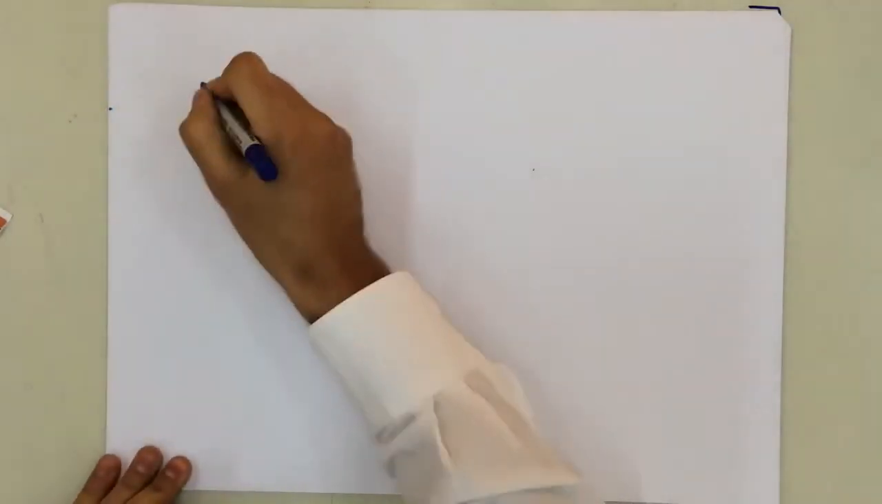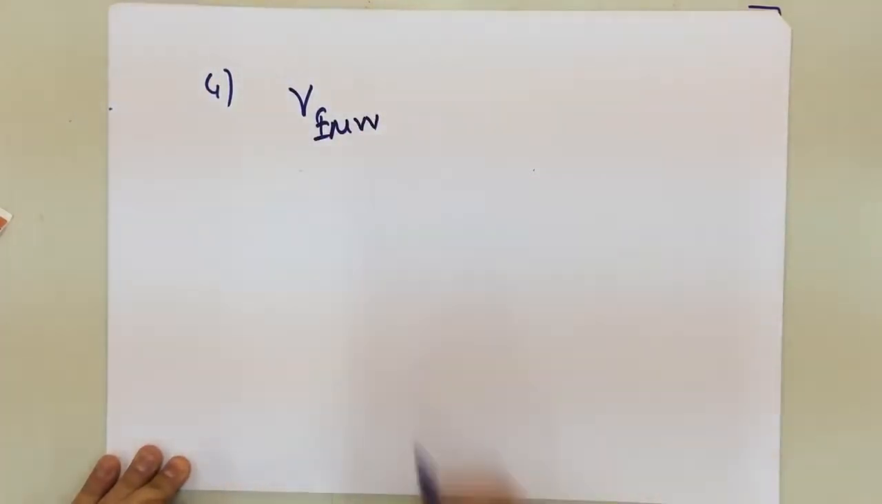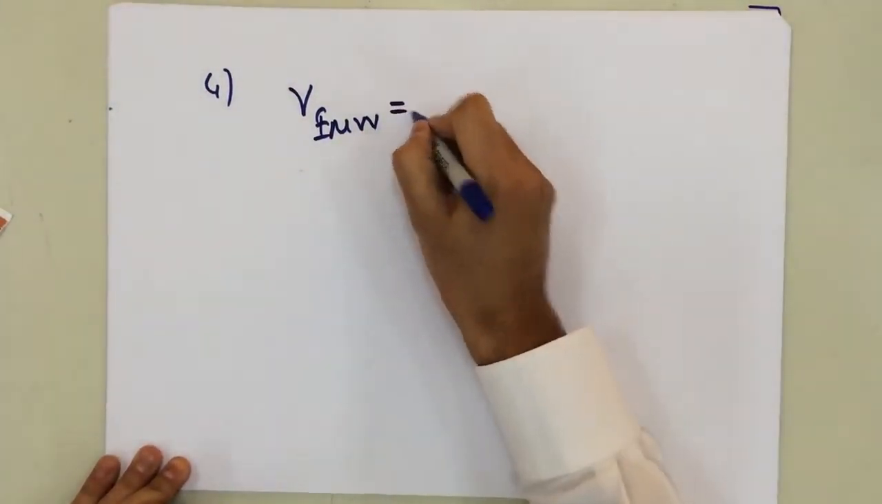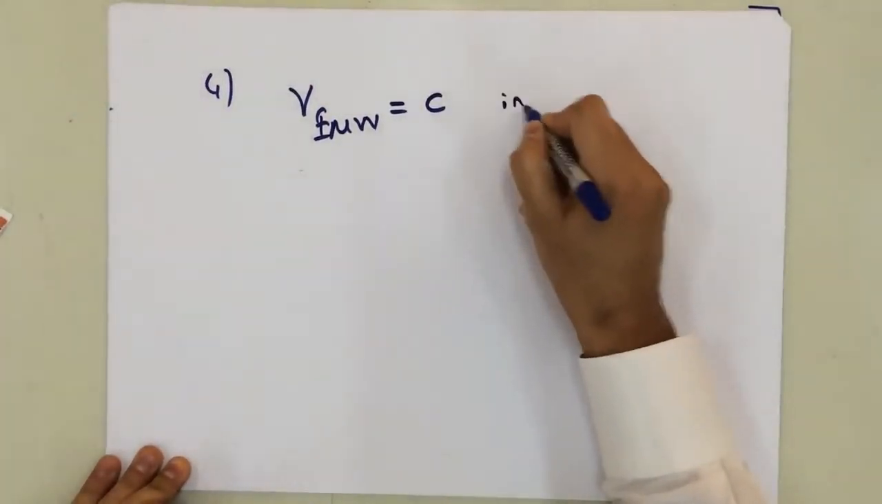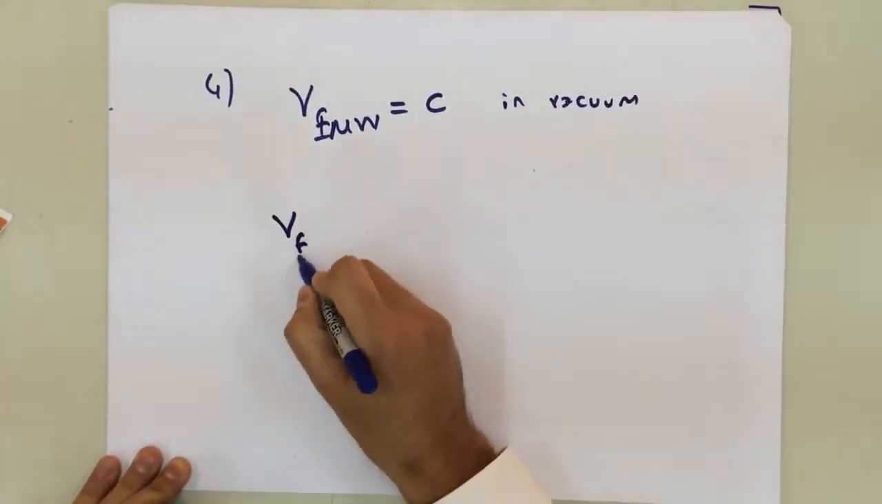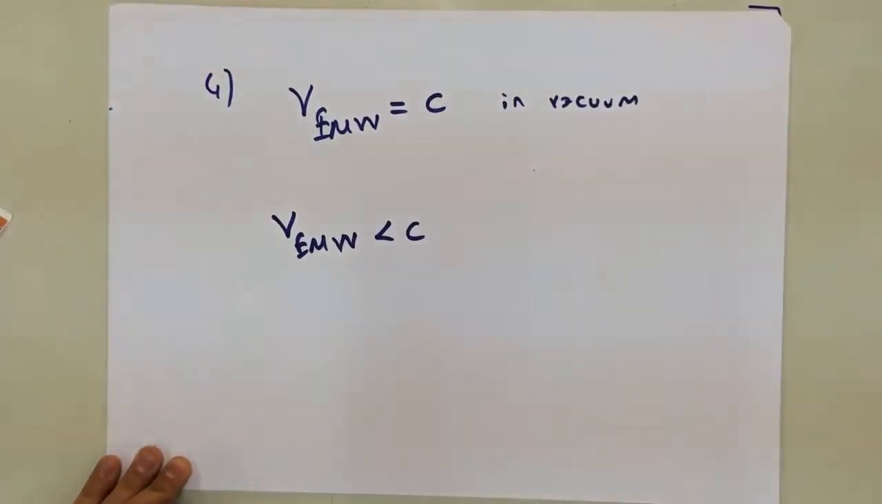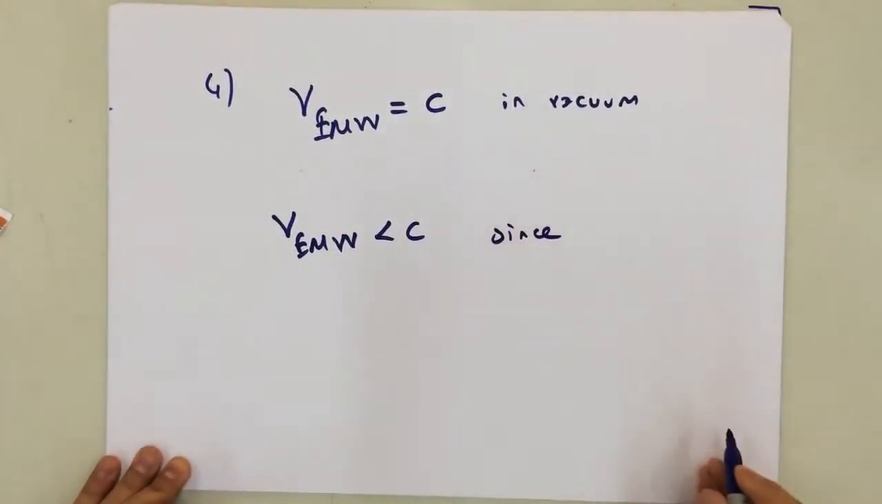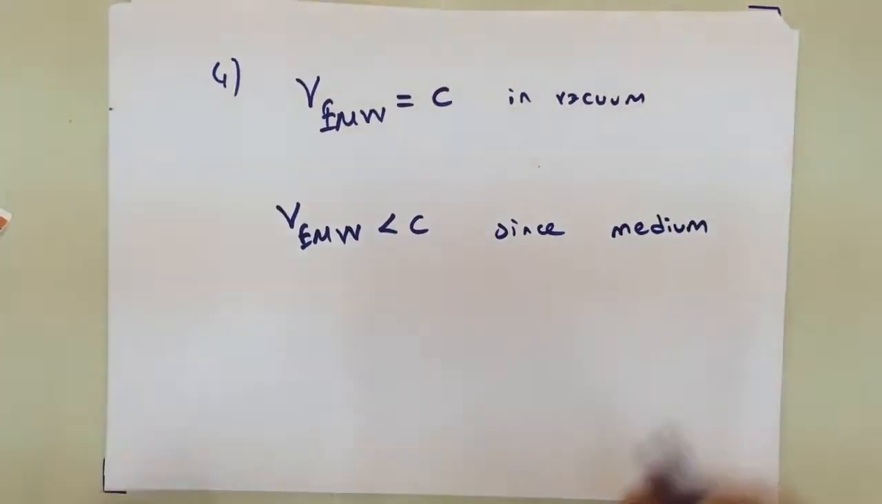The fourth one is the speed of electromagnetic waves. What is their speed? The speed of electromagnetic waves is equal to the speed of light, in vacuum. Their speed is smaller than the speed of light when they travel in a medium, for example, in air or in water.